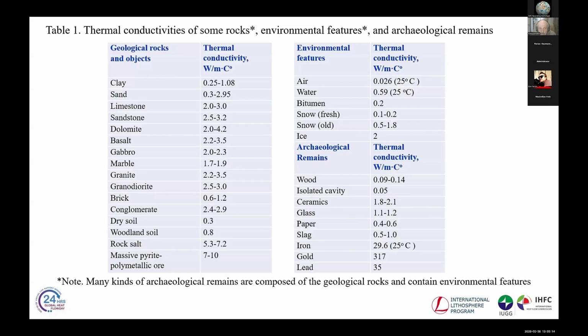In table 1 are compiled the thermal conductivity of some rock, environmental features, and archaeological remains. If you analyze these properties, we can see that we have a sufficiently strong difference between some geological rock properties, between the rock, archaeological remains, and environmental features. So the difference in these properties may be more than we have in the density parameters.